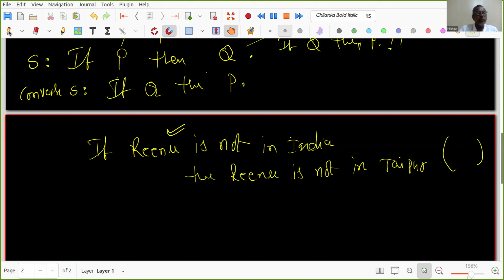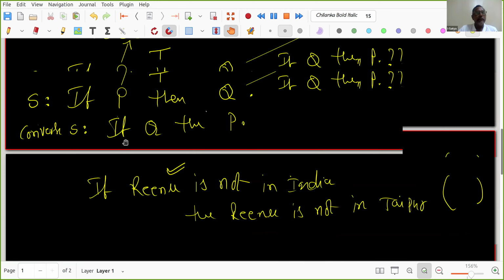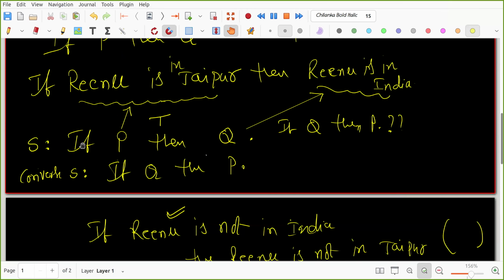Can you tell me, Renu? What is P? Renu is not in India. No, what is P? I am asking P first. P is what? Renu is not in India. No, no, no. Please be careful.